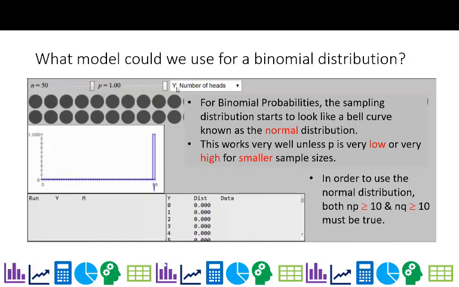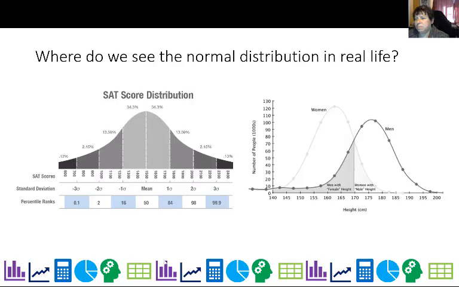It's much greater than 10. But the problem is now everything's succeeding. So as I slide this back, I also want n times q to be greater than 10. And so I have to do both checks: n times p is greater than 10 and n times q is greater than 10.